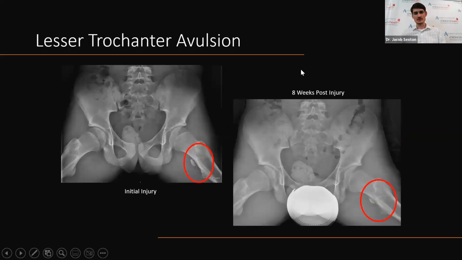So this is an interesting one. This is a lesser trochanter avulsion. I can't remember the exact mechanism, but he came in with hip flexor pain right over the iliopsoas, and he had a pretty significant displacement of this fragment here.